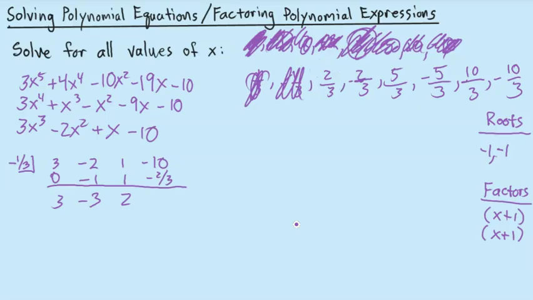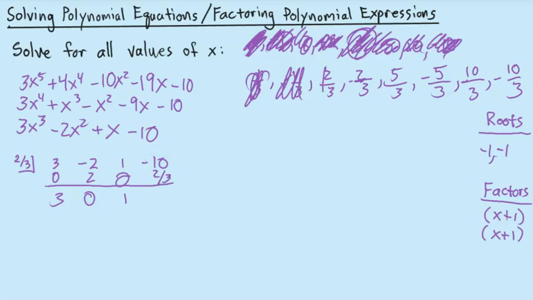Let's try 2/3. All right, we'll put a 0 here. 3 plus 0 is 3 times 2/3 is 2. 2 plus -2 is 0. 0 times 2/3 is 0. 0 plus 1 is 1. 1 times 2/3 is 2/3. And 2/3 minus 10 is not 0.